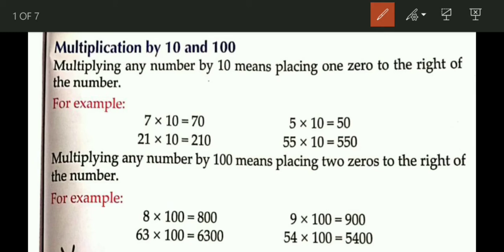Alright, so see here, 8 into 100, you will get 800. See, they only place 2 zeros, these 2 zeros at the end of 8. Yes or no? So 800. Even here also, 9, it remains the same, and these 2 zeros will go to the right of 9. Okay, so this is how you multiply any number with 10 or any number with 100.